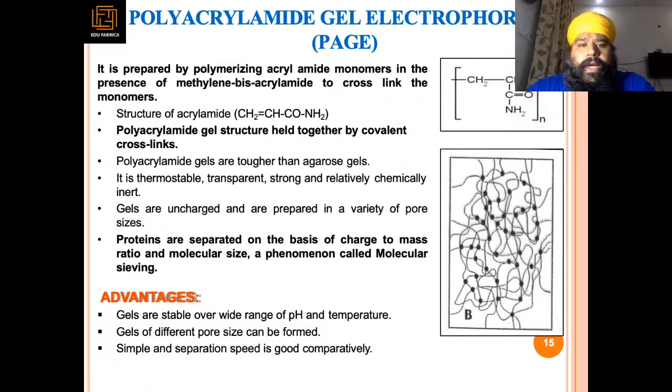So they are together much tougher than the agarose gel, and they are quite thermostable, strong and relatively chemically inert. The gels are uncharged and prepared in a variety of pore sizes. Proteins are separated on the basis of charge to mass ratio and molecular size, a phenomenon called molecular sieving. The gels are stable over a wide range of pH and temperature, gels of different pore size can be formed, and it is simple and the separation speed is comparatively good.